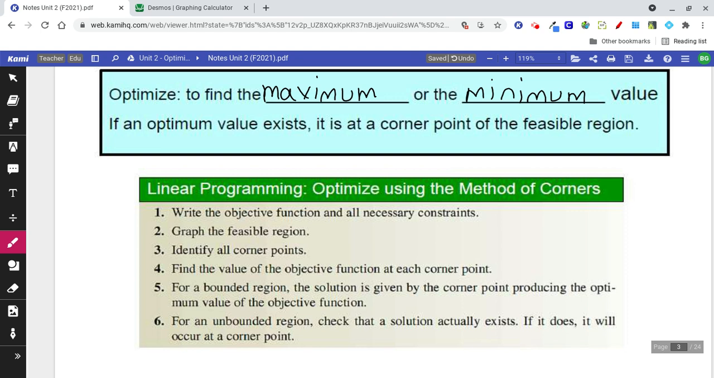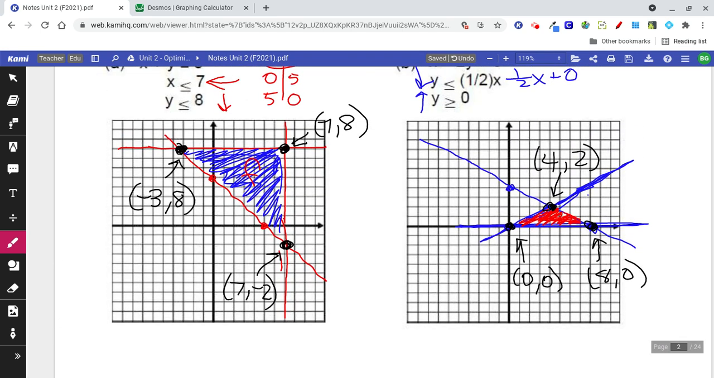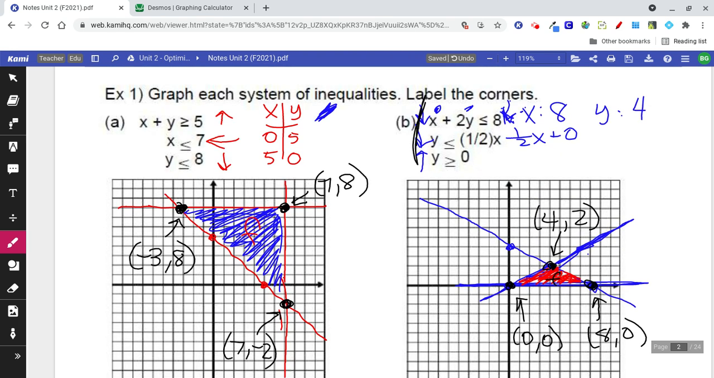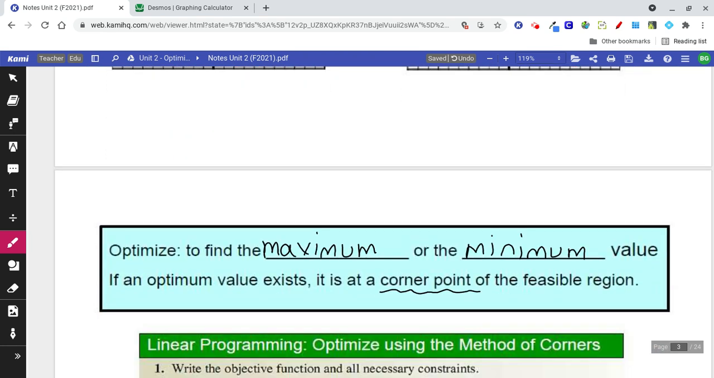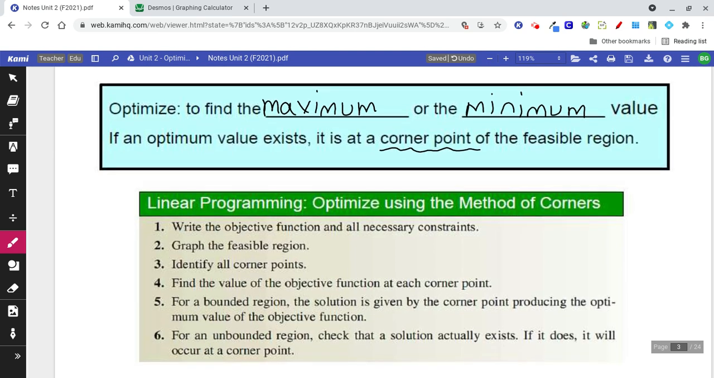If an optimum value exists, it's at one of those corner points. Okay, so that's why we wanted to find the corner point. When we graph this, the feasible region just means any XY point that will work in the system of equations. Anything that will give me true statements for all three of those is feasible. But if we're finding the maximum or minimum in order to optimize, it's going to have to be at the corner point.